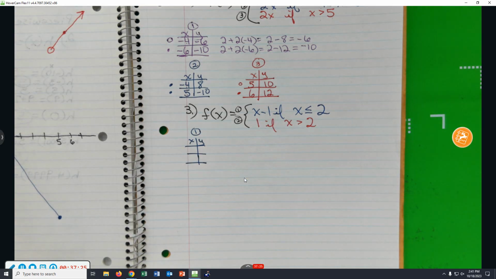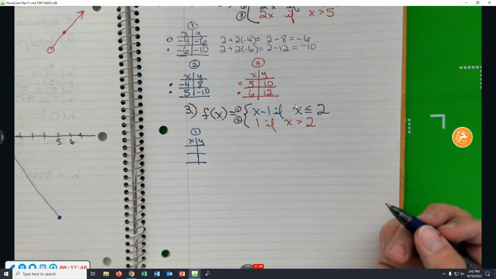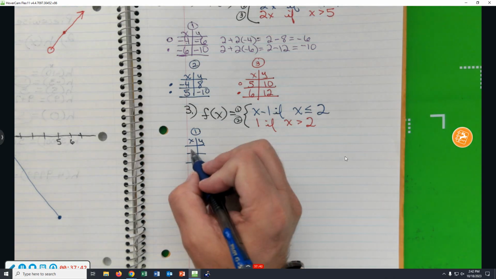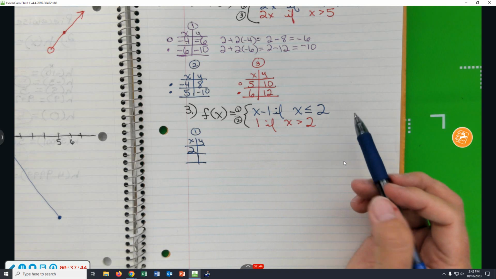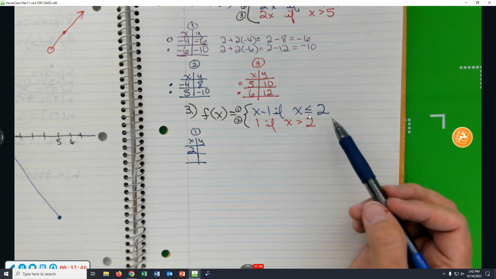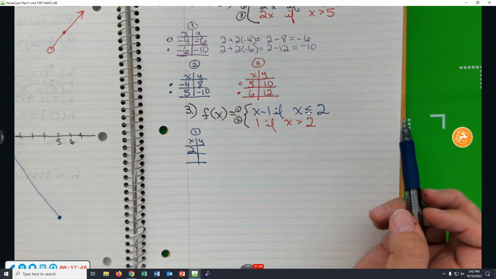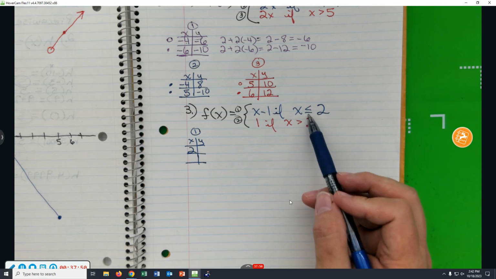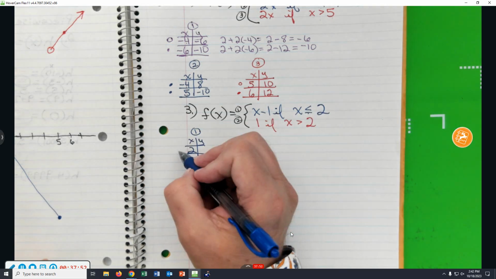What is the first number I must plug in for x in the blue piece to get my starting point? What's the first number I have to plug in? I couldn't hear you. 2. I have to plug in 2. It's a cut point. Open or closed circle? Closed circle, because there's equality there.